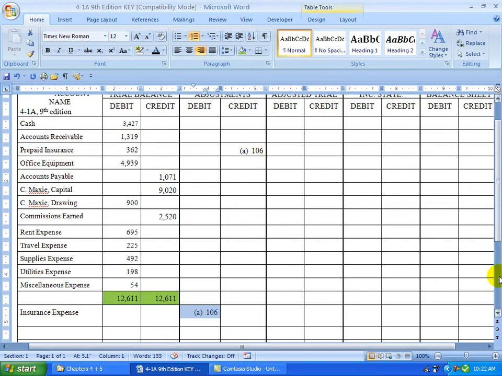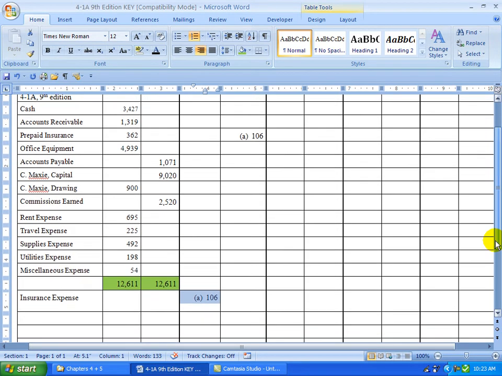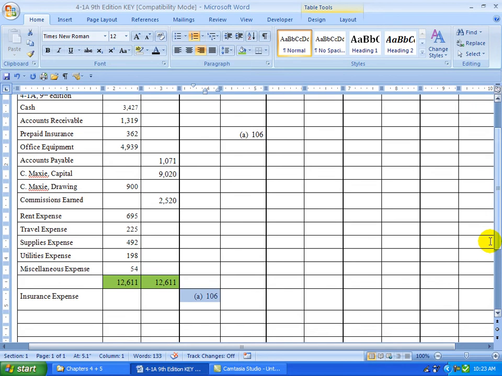We also have a transaction B where we record the depreciation on office equipment. So we have to record that depreciation as expense. We have a depreciation expense office equipment account, and like any other expense account, when it increases, it's going to be a debit. So we're going to label that with a B and show it as an $800 increase.